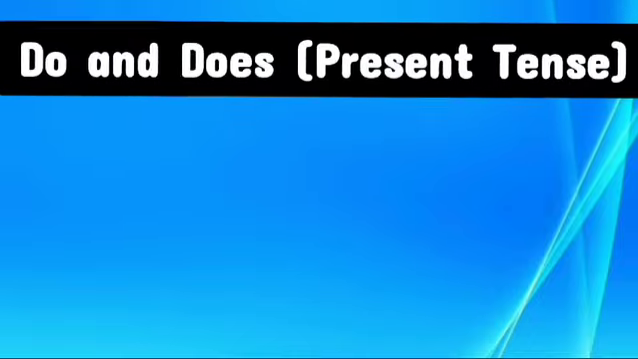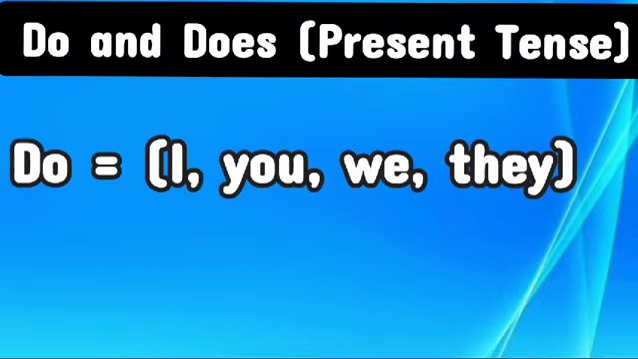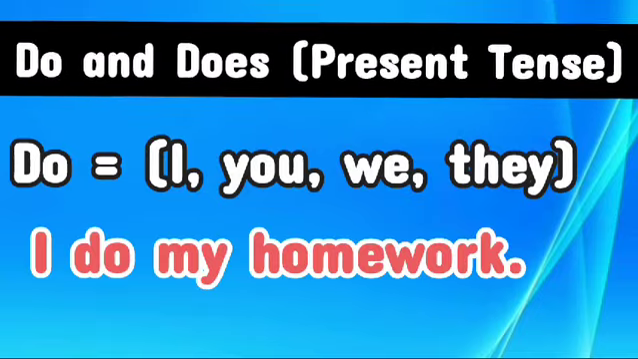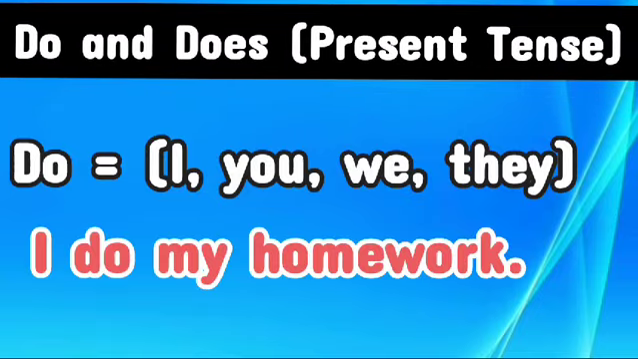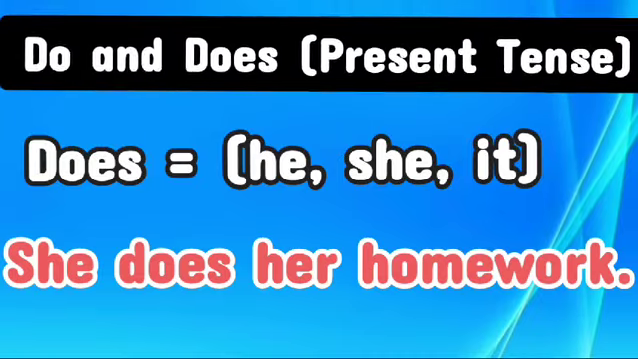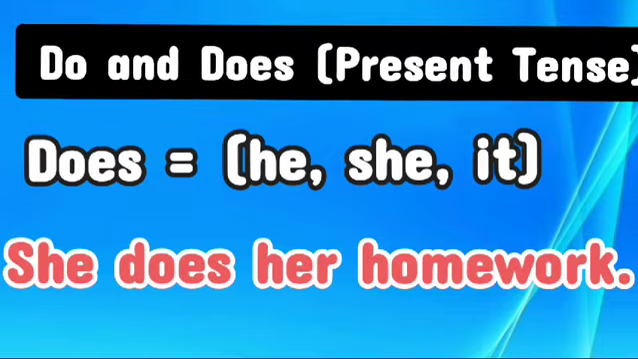Do and does are used in the present tense. Use do with I, you, we, and they. Example: I do my homework every day. Use does with he, she, and it. Example: She does her homework every day.